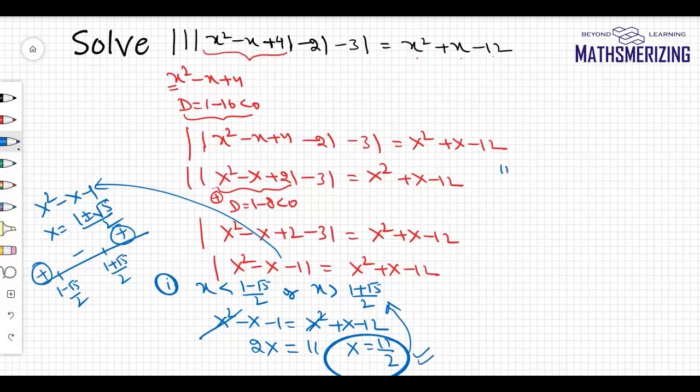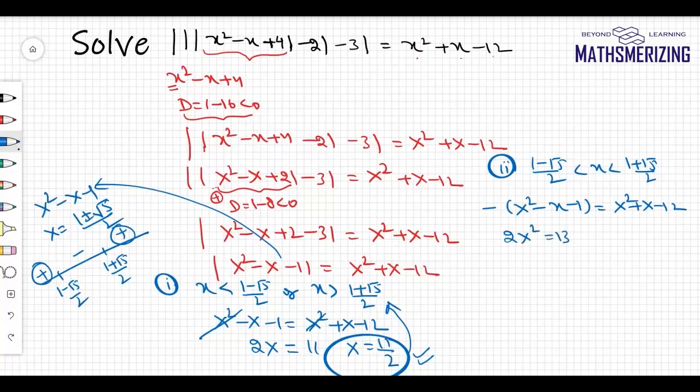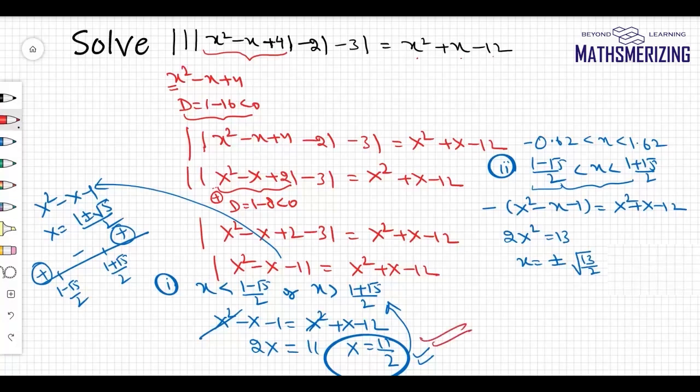Now for the second part, that is when x lies between 1 minus root 5 by 2 and 1 plus root 5 by 2, this function is negative, so I can write minus of x square minus x minus 1 equals x square plus x minus 12. So I can write it as 2x square equals 13, so the value of x is plus or minus under root 13 by 2. It doesn't lie in this interval because x here is nearly between minus 0.62 and 1.62. So here I'll not get any answer. So the only possible answer in this case is that the value of x should be 11 by 2.